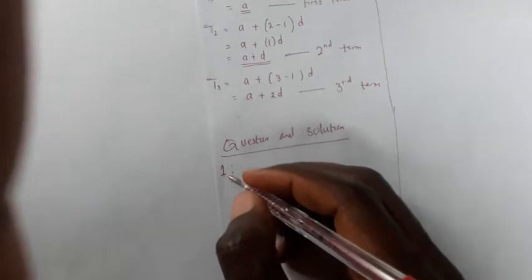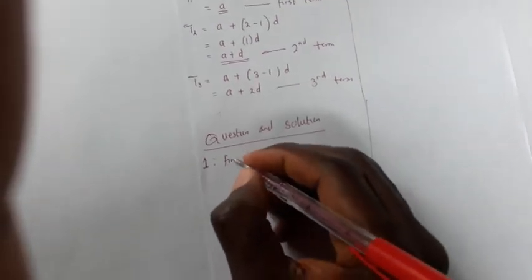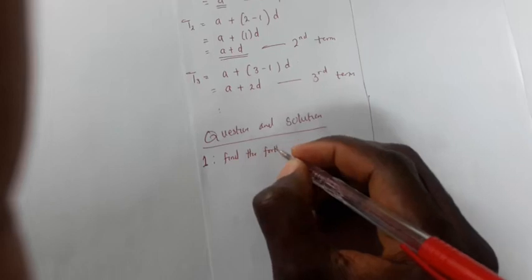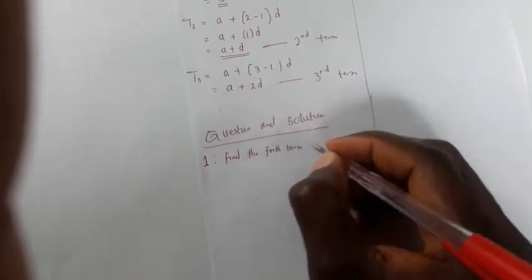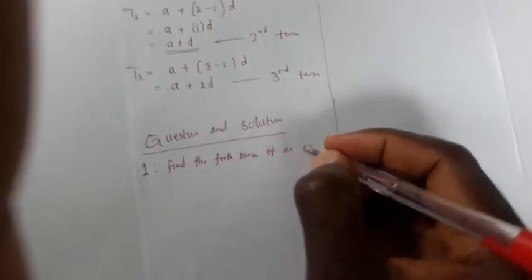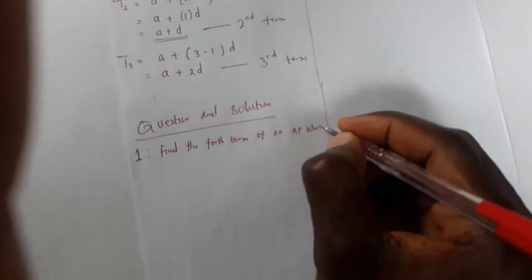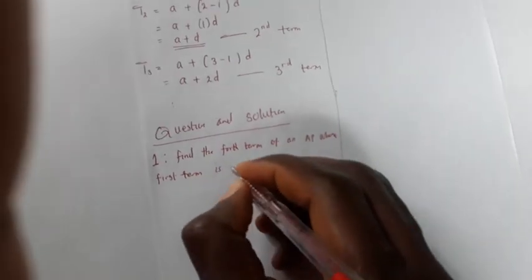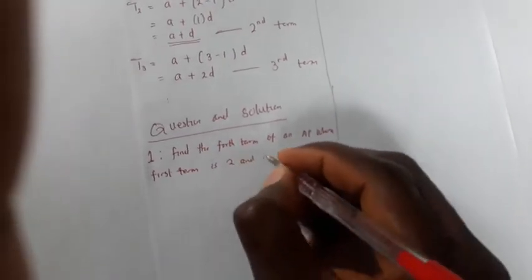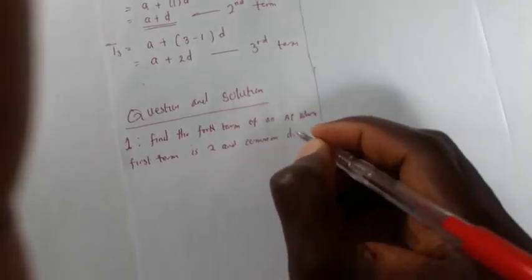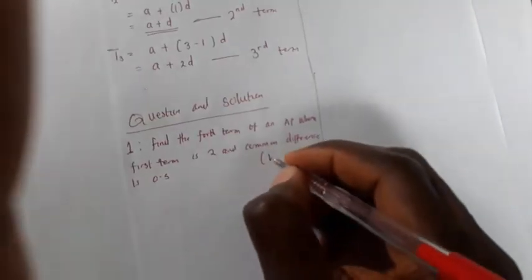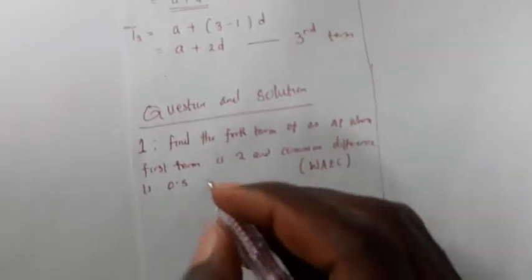The question is a WAEC question that says: find the fourth term of an AP whose first term is 2 and common difference is 0.5. It is a WAEC question. Here, solution.